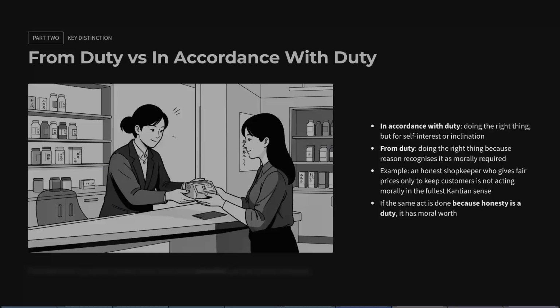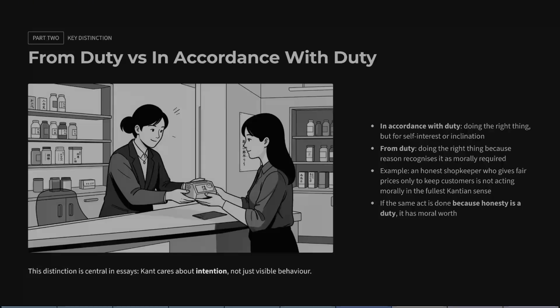Now imagine a second shopkeeper who gives fair prices because honesty in business is what reason recognises as morally required. Because a principle of honest dealing is something every rational agent ought to follow. This shopkeeper acts from duty. The moral worth of the action is genuine and unconditional. The two shopkeepers might behave identically on the surface. The moral difference between them is entirely in their motives.